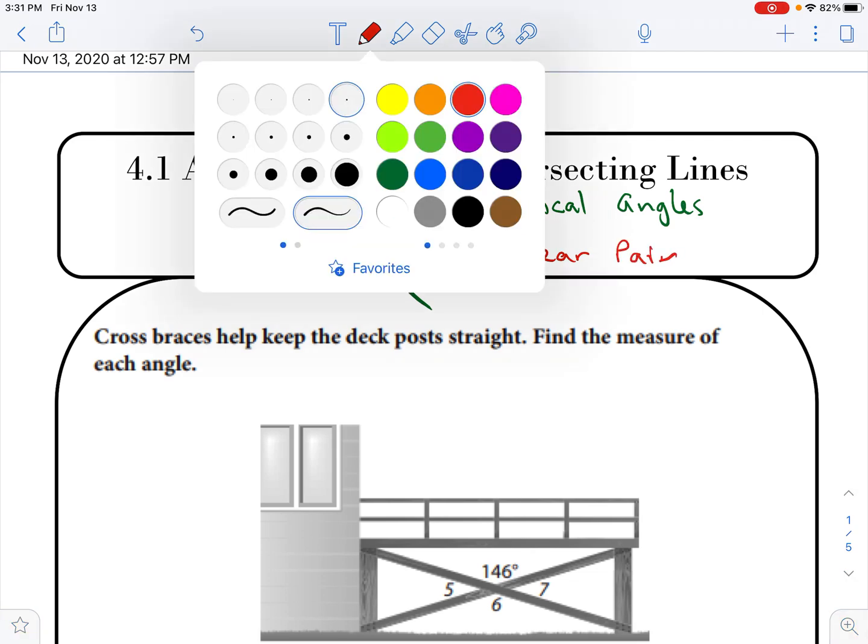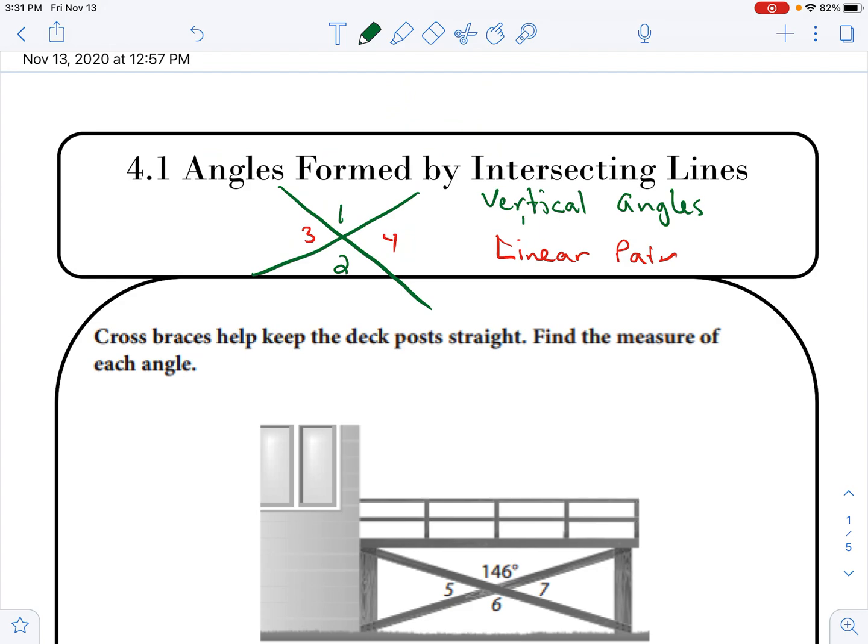Our vertical angles would be 1 and 2, and our linear pair would be like angle 1 and angle 4. That would be a linear pair. Or you could do 2 and 4, or 2 and 3, or 1 and 3. If I combine these two angles, what I end up getting is a straight line. So we call that a linear pair.